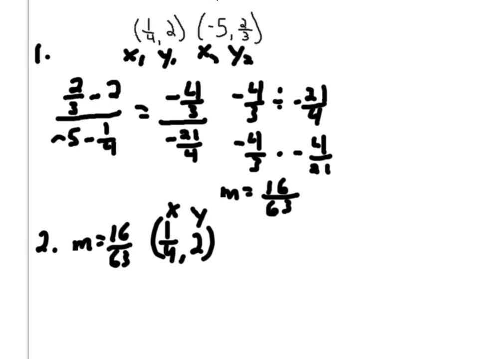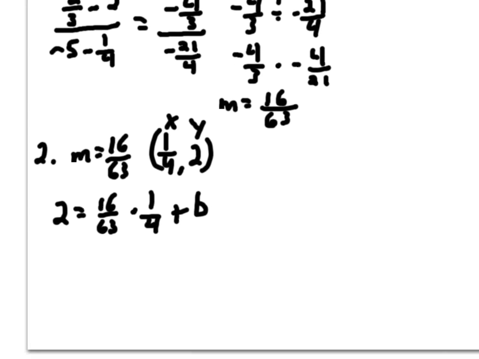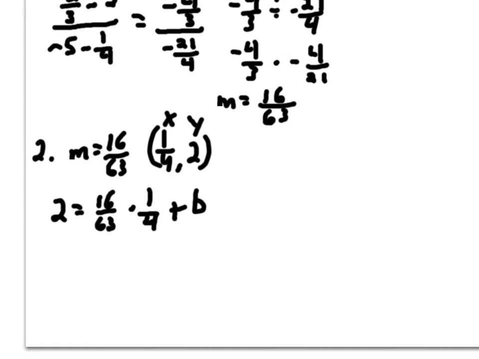I'm going to plug those into y equals mx plus b form. So I'm going to get my y, 2 equals 16/63 times 1/4, which is my x, plus b. Well, at least this one cancels a little bit. Here we're going to get 2 equals, and then 16 and 4 break down into 4 and 1. So 4 times 1 is 4, 63 times 1 is 63, plus b.